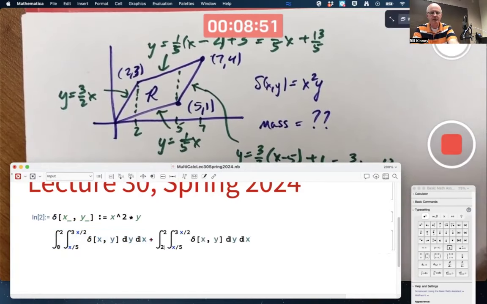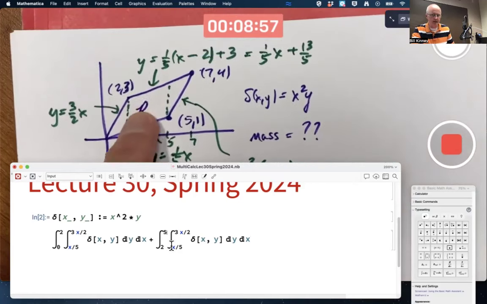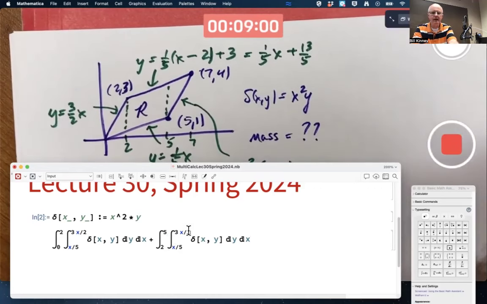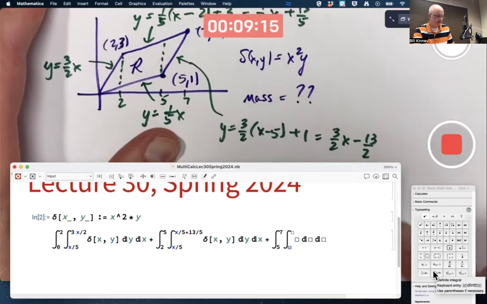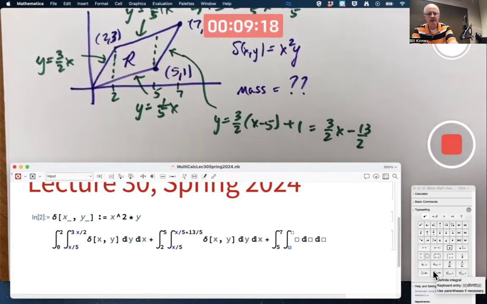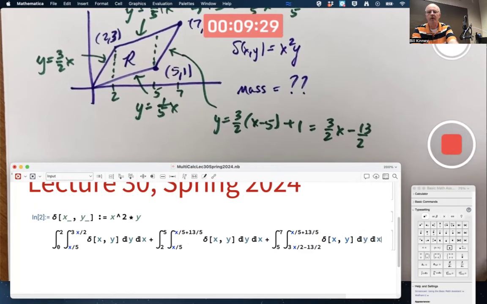For the next integral, x goes from 2 to 5. The lower limit is still x over 5, but the upper limit becomes this thing: x over 5 plus 13/5. And finally, plus the integral from 5 to 7. Now the lower limit changes to 3x over 2 minus 13/2, and the upper limit still stays the same as the previous one, x over 5 plus 13/5. So I am integrating the delta function here over the entire domain as the sum of 3 integrals, and this should give the mass.